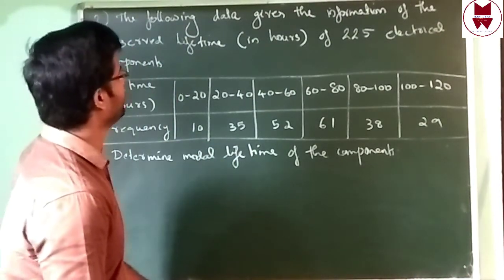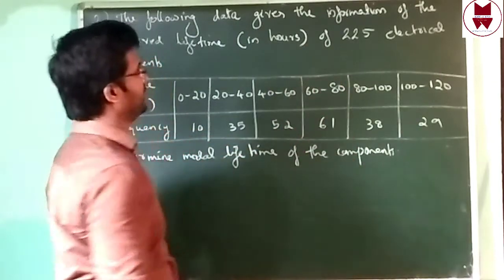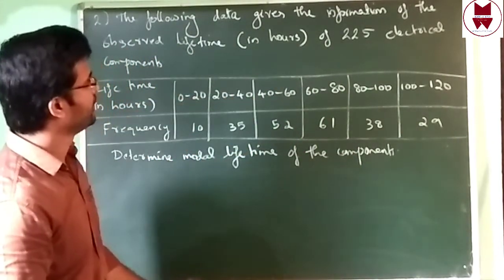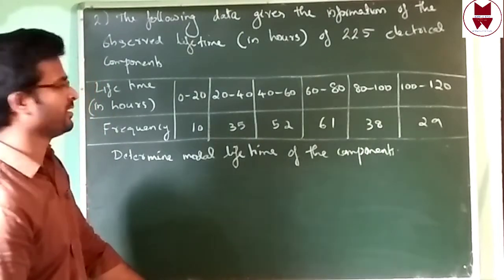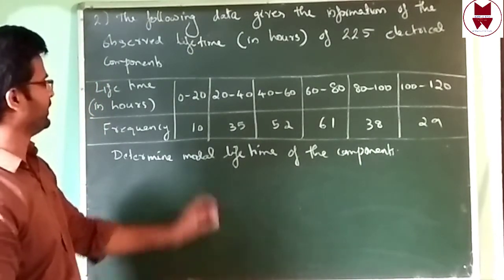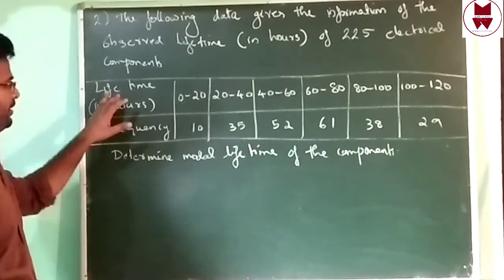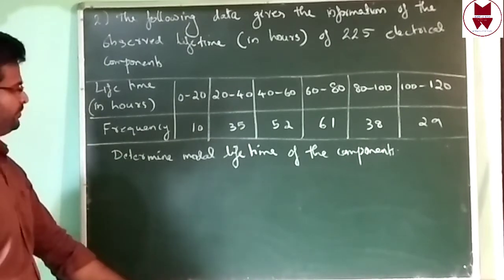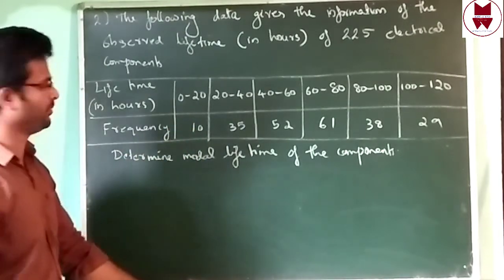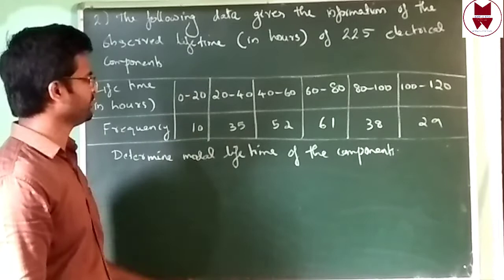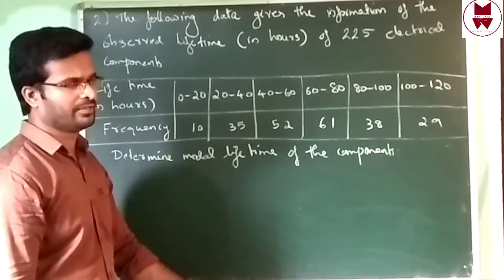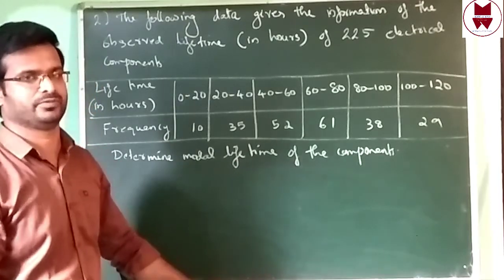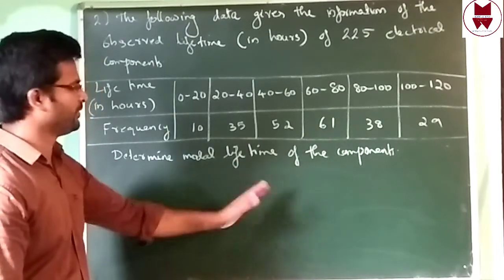The following data gives the information of the observed lifetime in hours of 225 electrical components. And here one data given, lifetime of electrical component, then frequency. That means how many electrical components. That means 0 to 20 hours, 10, and 20 to 40, 35, like that. We have to find out modal lifetime of components. Mode we have to find out. Check it. You will get one answer.